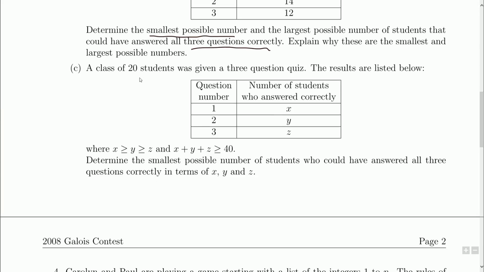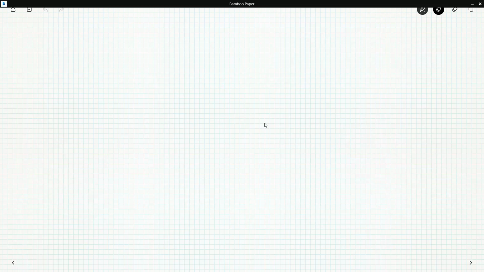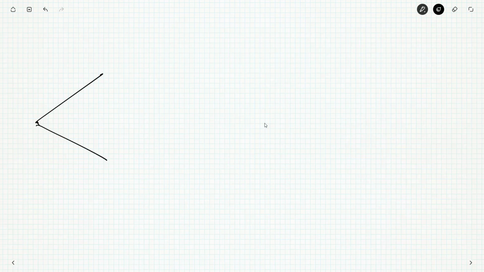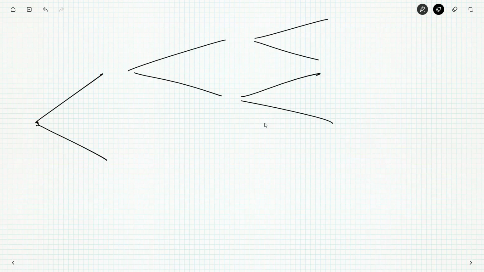C part. A class of 20 students was given a 3-question quiz. The results are listed below. 1, 2, 3. And here we go. X, Y, and Z we don't know, where X is greater than or equal to Y is greater than or equal to Z, and their sum is greater than or equal to 40. I bet that'll come into it at some point. Determine the smallest number of students who could have answered all 3 questions correctly in terms of X, Y, and Z. Fine. Okay. So we'll make another tree diagram, and we'll once again mess about with some inequalities.